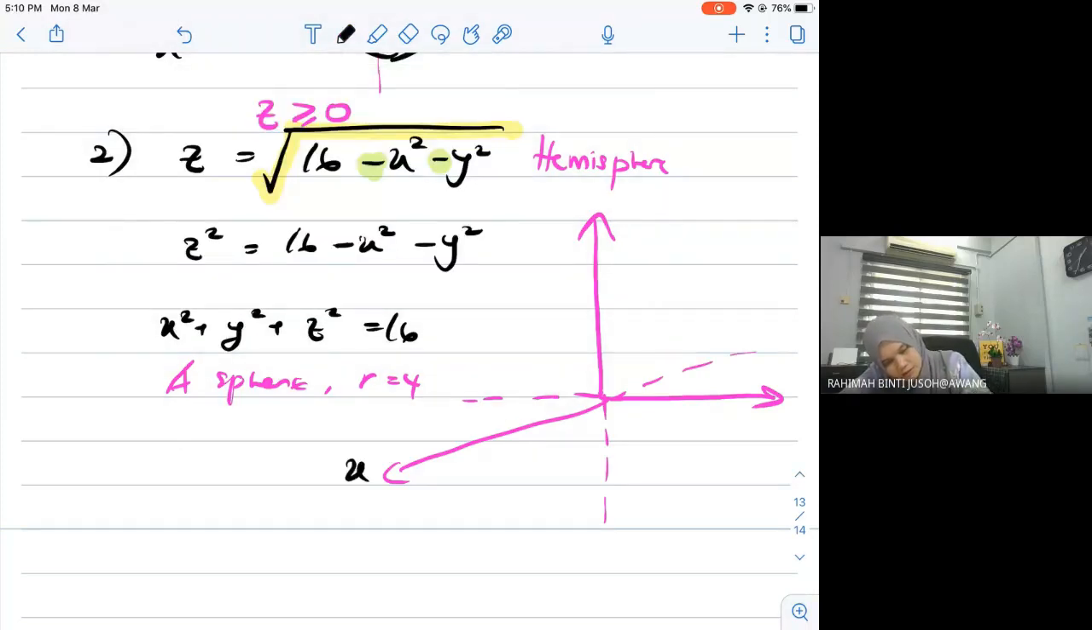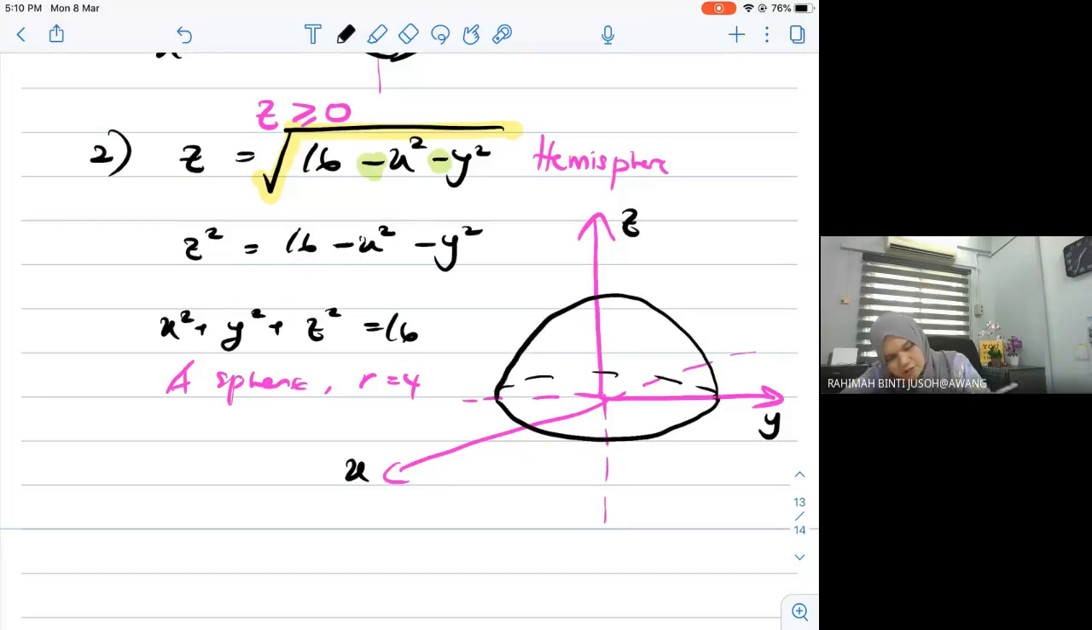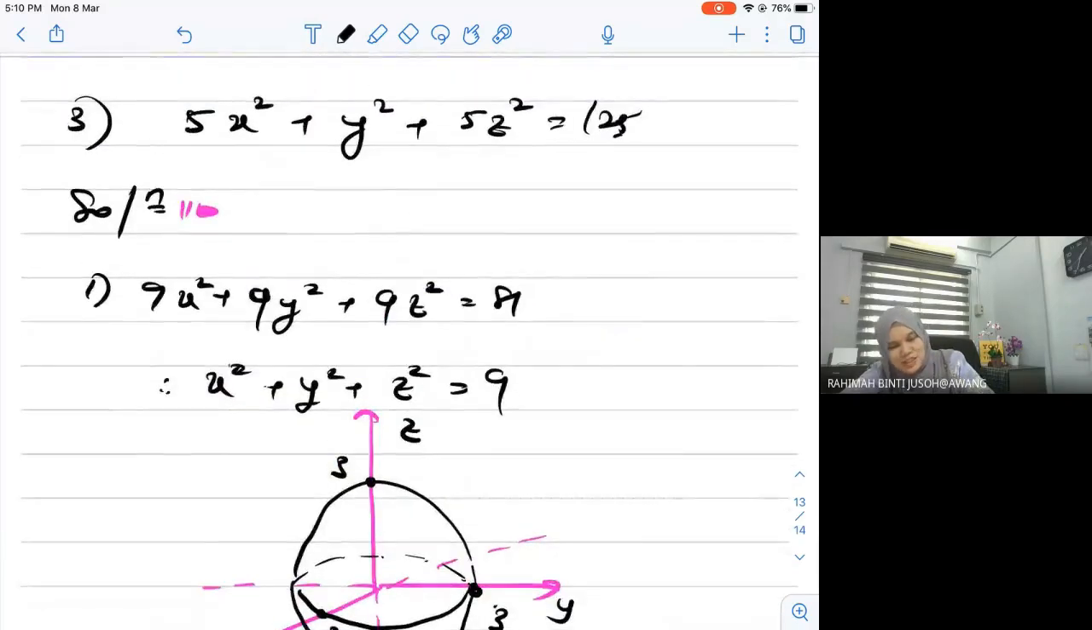Okay, X, Y, and Z. So, dia akan jadi hemisphere sebelah atas, like this. What's the radius? 4 kan? So, atas ni 4, kat sini negative 4, here is positive 4, kat sini positive 4, like that. So, that's the hemisphere for this question. Last question. This one.